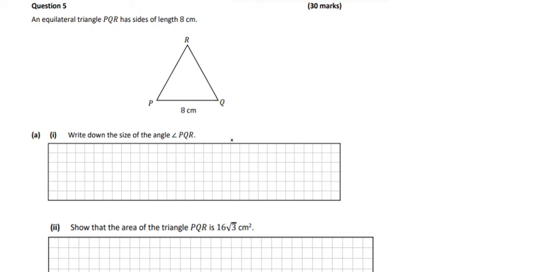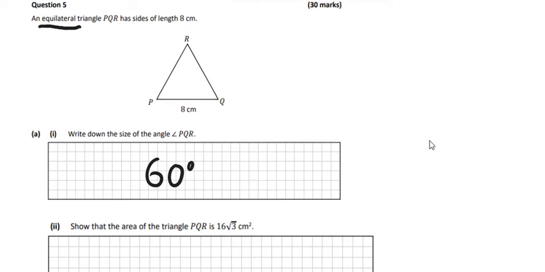Hi folks, so this is question 5. So part A, first part, you have to write down the angle PQR. So it tells in the question that it's an equilateral triangle. So in every equilateral triangle, all of the angles have to be 60. So you just have to know that.